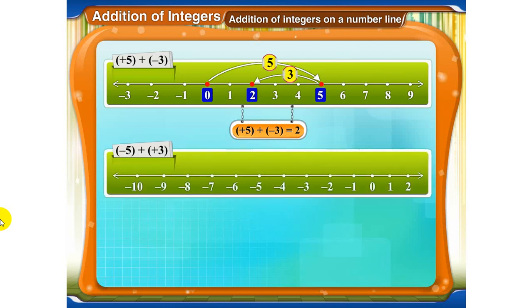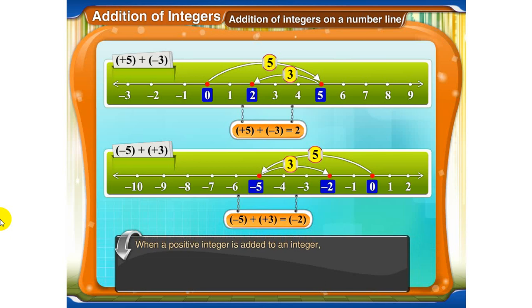4. Similarly, let us find the sum of minus 5 and plus 3 on the number line. First, we move 5 steps to the left of 0, reaching minus 5, and then from this point, we move 3 steps to the right. We reach the point minus 2. Thus, minus 5 plus 3 is equal to minus 2.